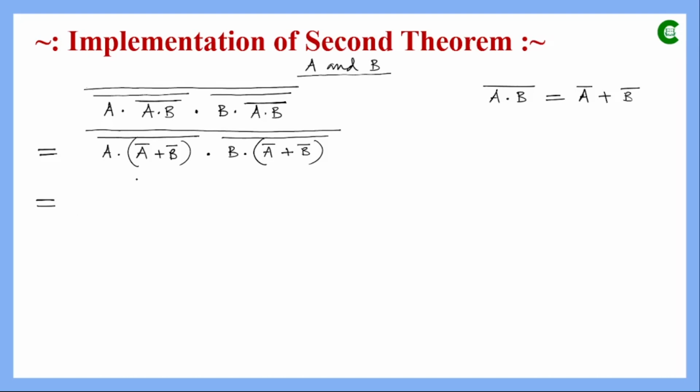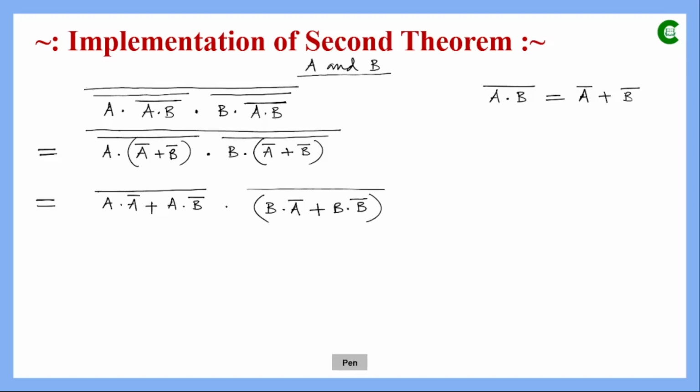If we simplify further, it will be a AND a bar, and then we have OR, then a AND b bar, and then we have this, and separately it will be b AND a bar, and then OR, then b AND b bar, and then on that we have this complement. Then we have another NAND operation, and then we have the NOT operation.